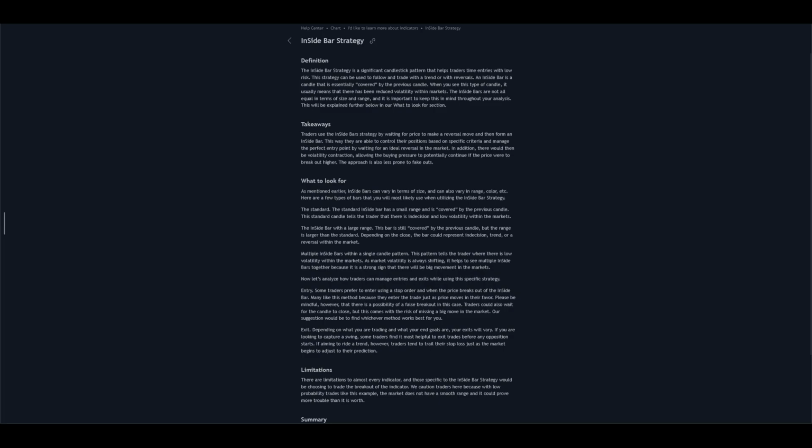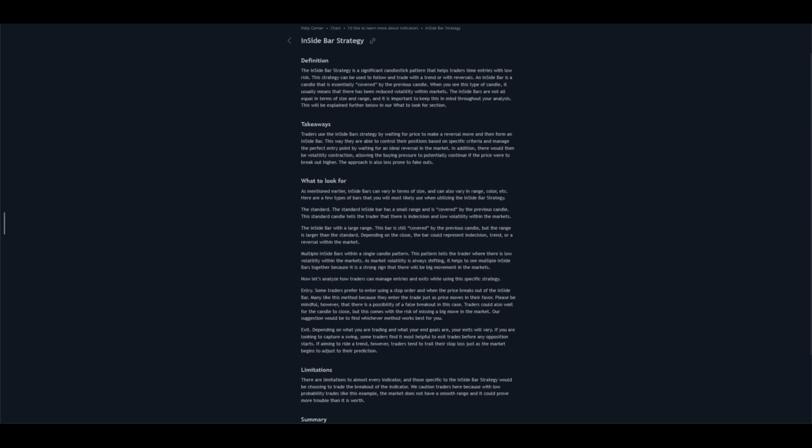Now let's analyze how traders can manage entries and exits while using this specific strategy. Entry. Some traders prefer to enter using a stop order and when the price breaks out of the inside bar. Many like this method because they enter the trade just as the price moves in their favor. Please be mindful, however, that there is a possibility of a false breakout in this case. Traders could also wait for the candle to close, but this comes with the risk of missing a big move in the market. Our suggestion would be to find whichever method works best for you.